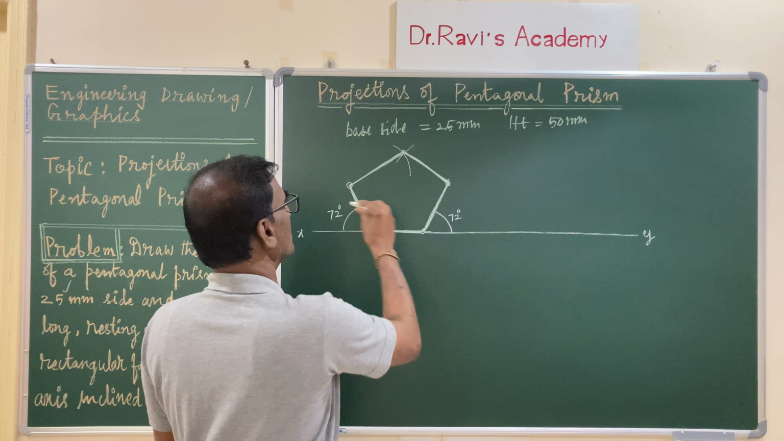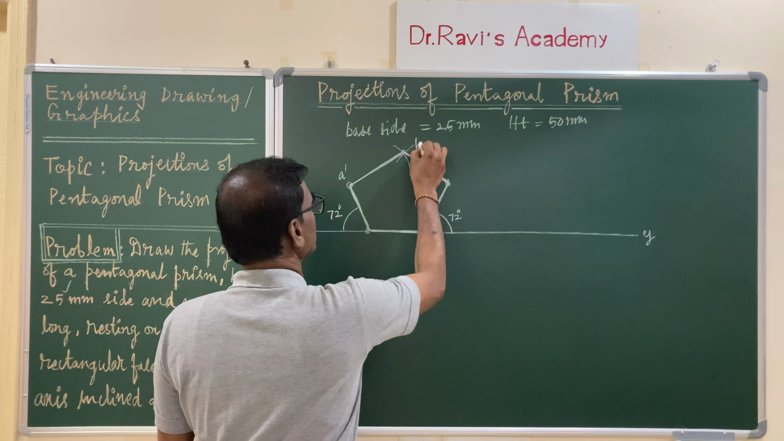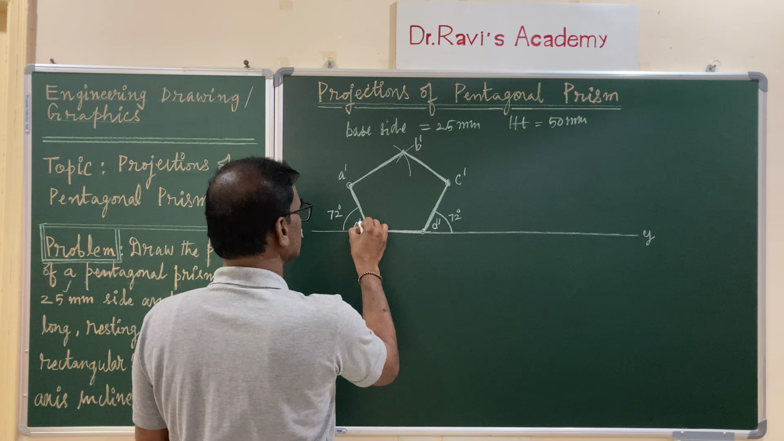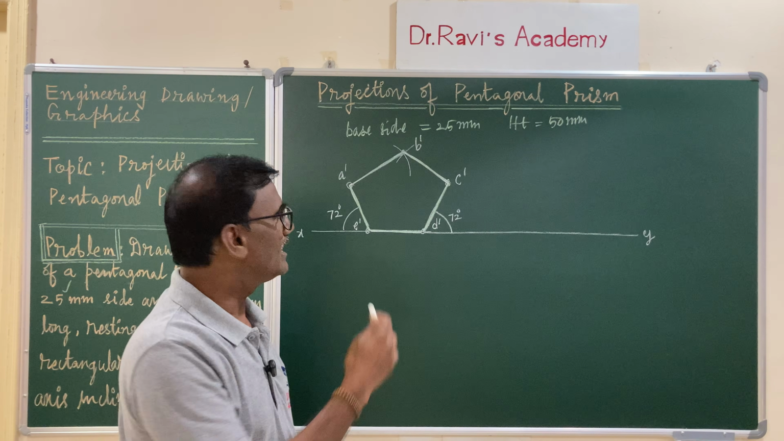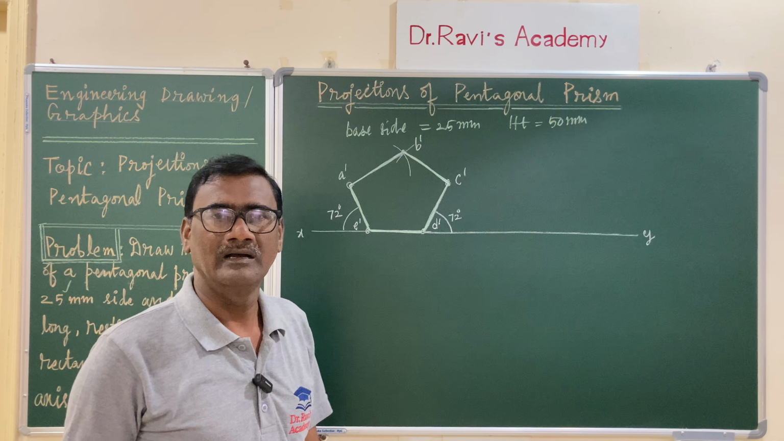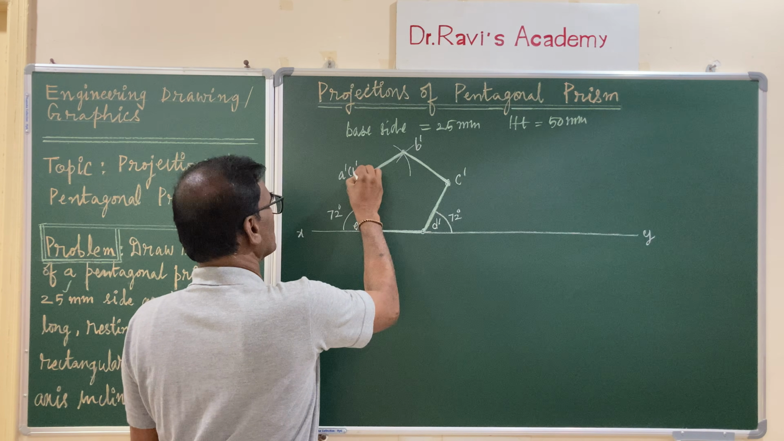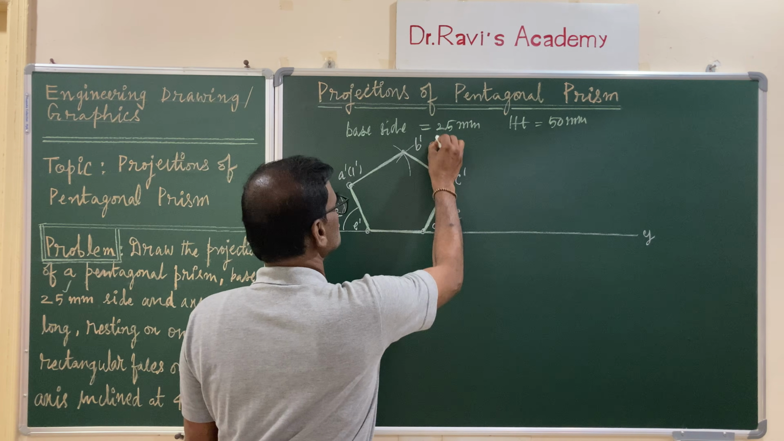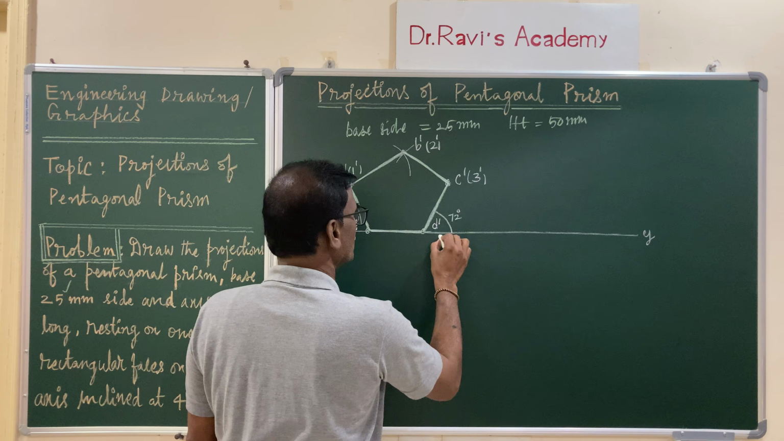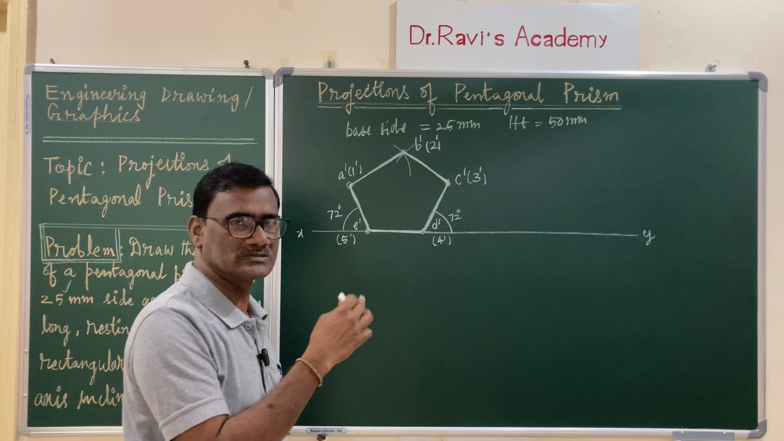As you know, the visible corners I am calling A prime, B prime, C prime, D prime, and E prime. This is the visible end, and because it is bounded by two regular polygons, the other end has hidden corners, which you call 1 prime, 2 prime, 3 prime, 4 prime, and 5 prime. You keep them in parenthesis because they are hidden.